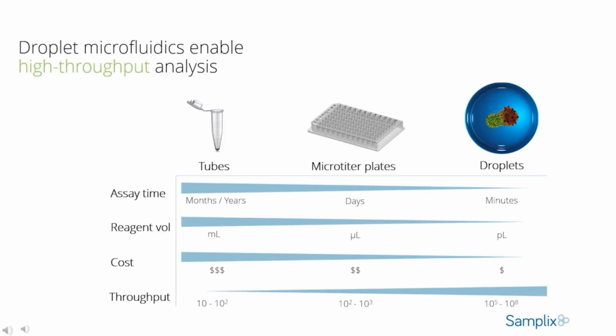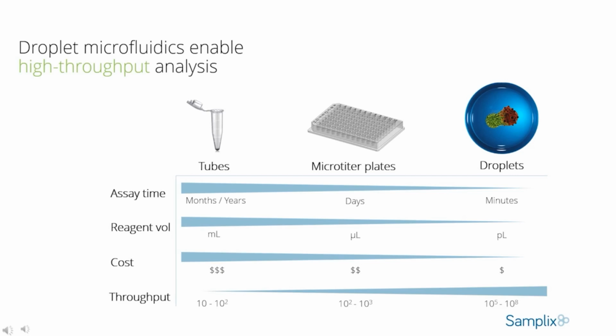Droplet microfluidics is an integral part of what we do here at Samplix. Many areas of modern research rely on high-throughput analysis, meaning that thousands or even millions of individual assays need to be performed in order to screen samples and increase analysis depth. Performing high-throughput assays using tubes or microtiter plates, which allows multiplexing, can take months or days and use up high volumes of reagents. With all these factors added up, the assay also becomes very costly and labor-intensive.